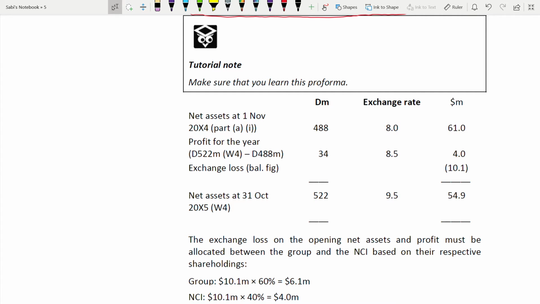Starting with net assets, opening net assets. Definitely the opening balance will come first. Obvious, right? You won't write the closing balance first and then the opening balance. So start with the opening balance. Which date? The date of acquisition. When was the date of acquisition? 1st of November 2004. Whenever you're writing this, please write the date next to it. The date is very important. Don't just write net assets or opening net assets, because based on that date, the exchange rate matters. So write the date, 1st of November 2004.